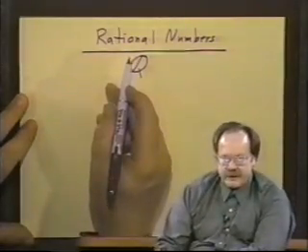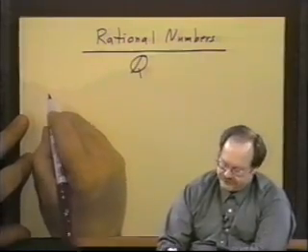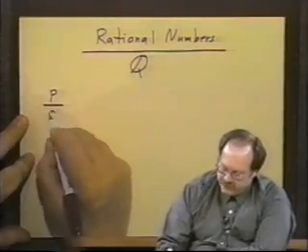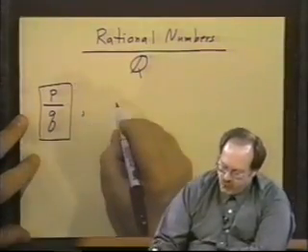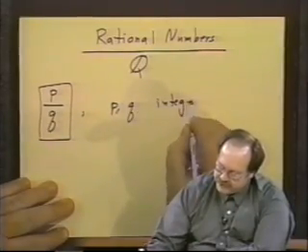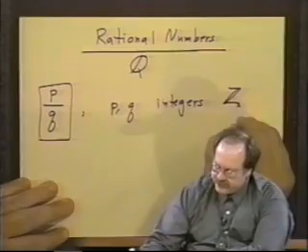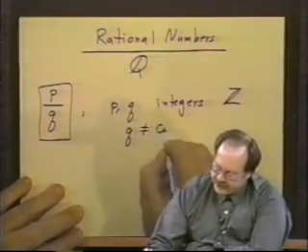What does a rational number look like? Well, they're what you previously called in grammar school fractions. P over Q. That is a rational number. What are the P and Q? The P and the Q are integers. So they come from that set Z that we saw a moment ago. And we also say that Q is not 0.